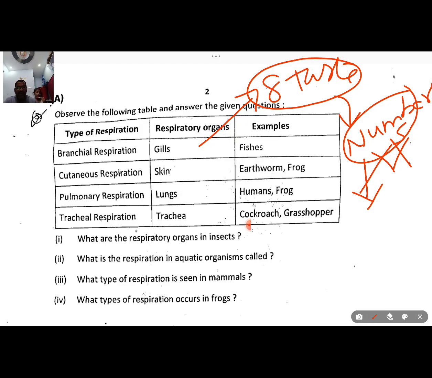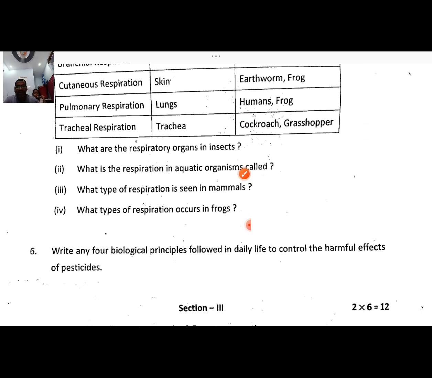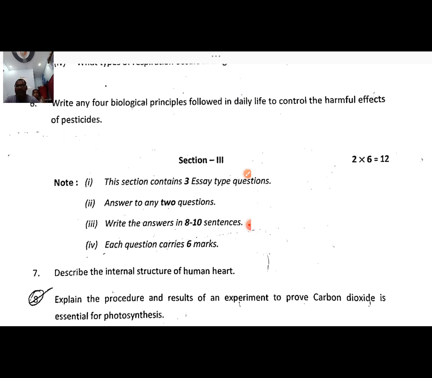Next, we'll go to the sixth question. As I already discussed, in the sixth question you will get a suggestion based question, about precautions, daily life or implementation in your life. So mostly focus on the ninth and 10th lessons. That is enough. For example: explain any 4 biological principles followed in daily life. So daily life questions are very, very important. You can do it easily, don't worry. It's a very easy question.